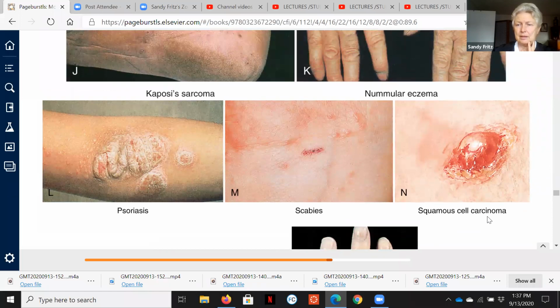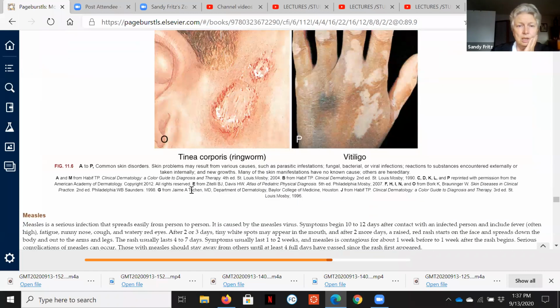This is a squamous cell carcinoma. You can see the uneven edges around it, which is one of the signs. This is ringworm. This is a fungus, and it is also contagious. And then this is vitiligo. This has to do with the pigmentation of the skin. This is not contagious. And it shows up on all types of people, cultures, races. It's just more visible on darker skin.